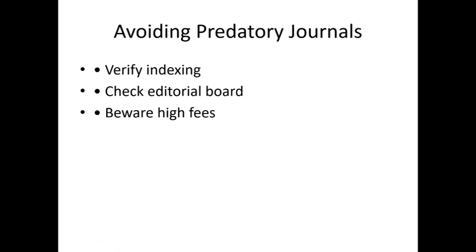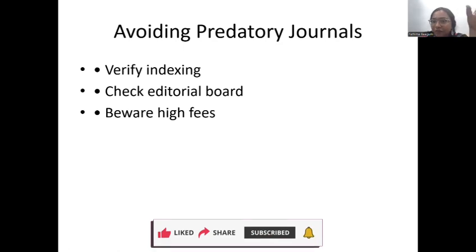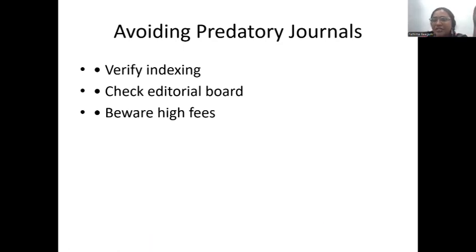Then comes how to avoid predatory journals, as I told you. Once you have your manuscript ready and you decide on a journal, go through the journal's website and find out in which databases it is indexed. If it is Scopus indexed, PubMed, or Google Scholar indexed, it means the journal is good and you can go forward. Verify that. Then check the editorial board: who is on it and what their qualifications are. Also beware of high fees. Predatory journals will say that if you pay 40,000 or 50,000, you will get published. Please avoid that, because there is no need to publish like that. So don't go for predatory journals.